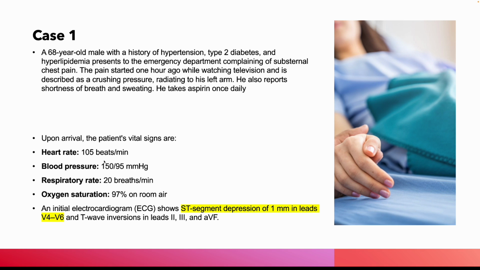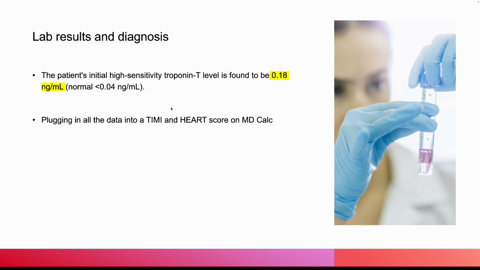These are his vitals, his heart rate, blood pressure, and respiratory rate. And also on ECG, there is an ST segment depression. So this is a non-STEMI of 1 millimeter in leads V4 to V6. So in this case, it's a non-STEMI. You would need a troponin to confirm the diagnosis, and that's what was done. A troponin was done, and it was found high at 0.18 nanograms.